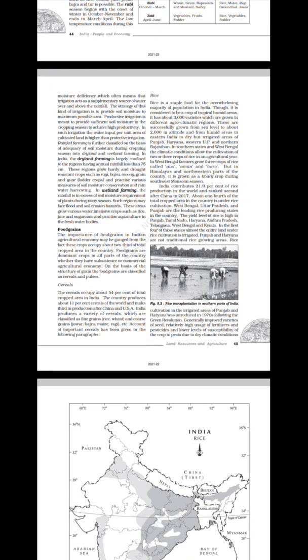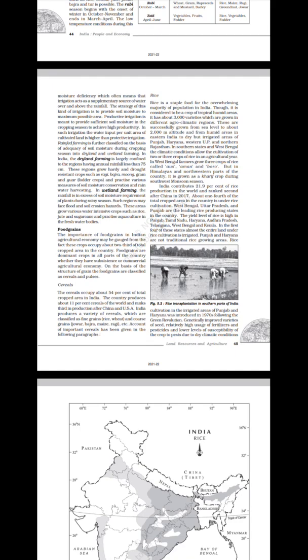Food grains. The importance of food grains in India's agriculture economy may be gathered from the fact that these crops occupy about two-thirds of the total cropped area in the country. Food grains are dominant crops in all parts of the country where they have a subsistence or commercial agriculture economy. On the basis of the structure of grain, the food grains are classified as cereals and pulses.